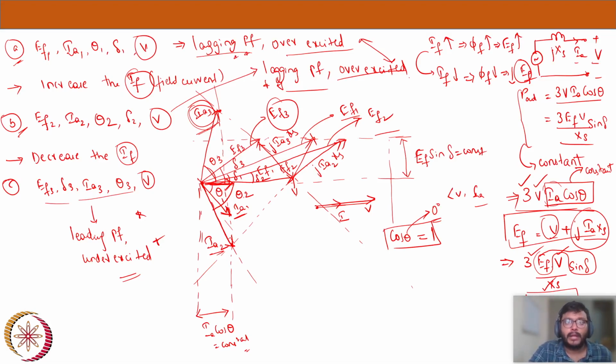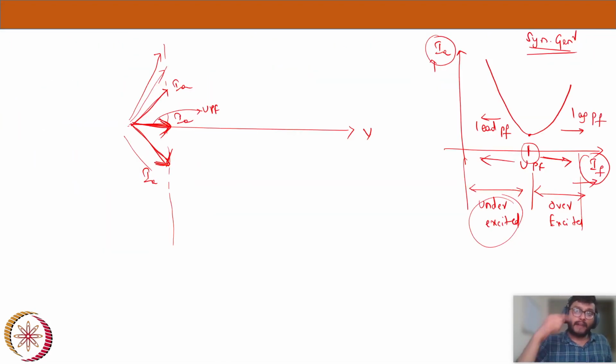And I have got a lagging power factor. Now if we decrease the IF, I am making my motor underexcited, sorry, generator underexcited. So for the leading power factor, when I've reduced the IF, actually I have underexcited my generator. And for the underexcited conditions, what we have seen is a leading power factor. And with that analysis, we have drawn the V curve of a synchronous generator.